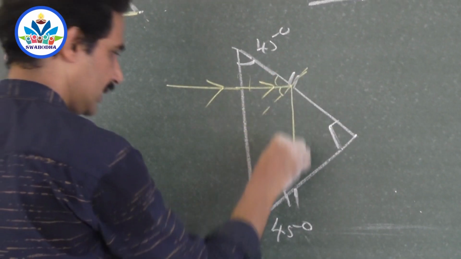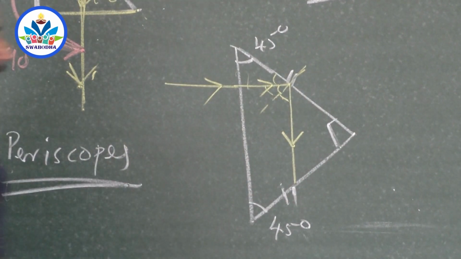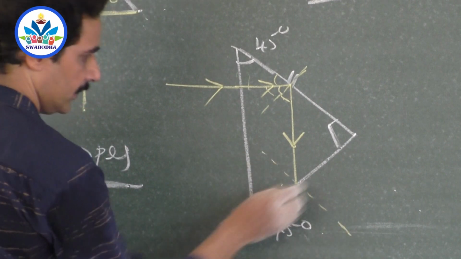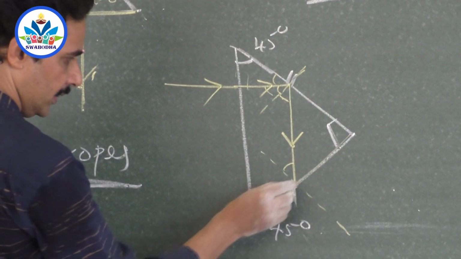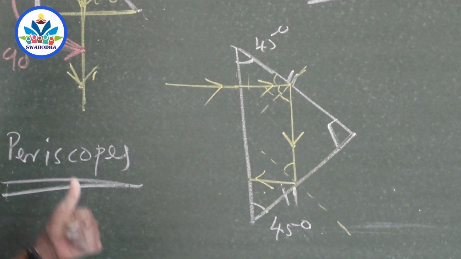Ray undergoes total internal reflection, moves here because this angle and this angle will be same. After reflection, what about here? Denser to rarer. Keep a normal here to this surface. 45 undergoes total internal reflection. Comes here. What about here? Denser to rarer. First condition is satisfied.